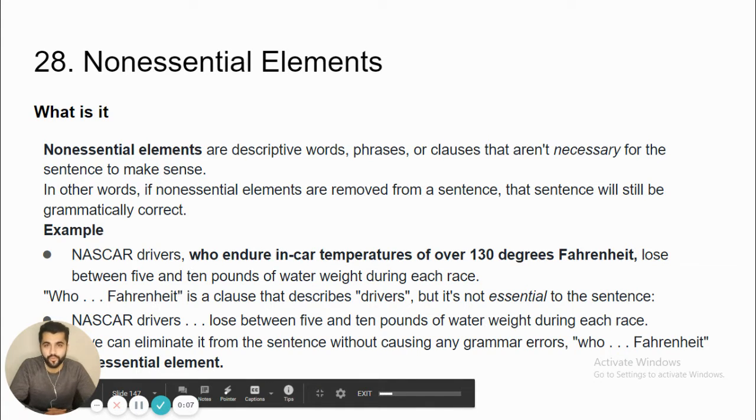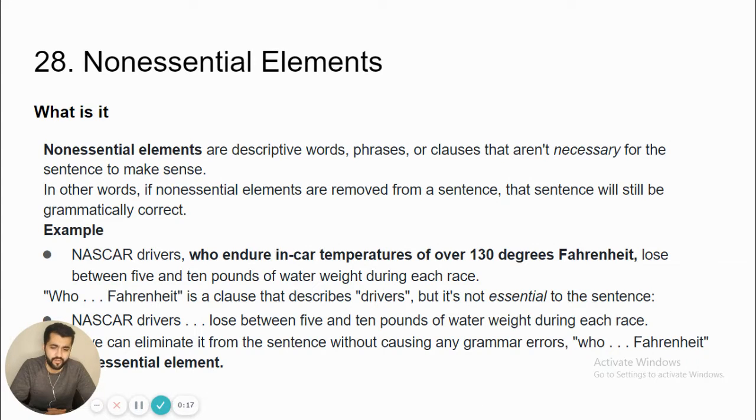Hi, in this video we will cover non-essential elements. So let's start. Non-essential elements are descriptive words, phrases, or clauses that aren't necessary for the sentence to make sense. In other words, if non-essential elements are removed from a sentence, that sentence will still be grammatically correct.